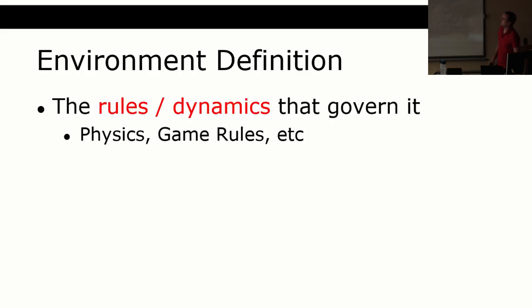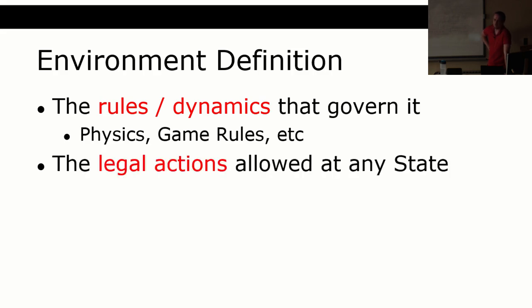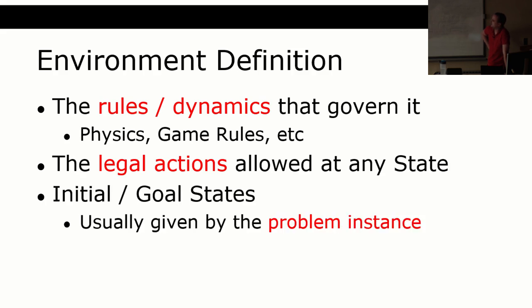All right, environment definition. How you define an environment matters. It gives you the rules and dynamics that govern the environment, the physics, the game rules, etc. The legal actions allowed at any state of the game, the initial states and the goal states, and that is usually given by the problem instance. So you can have an environment definition, right? Let's say I'm trying to pathfind, again, from here to the engineering building. That is, the environment might be the campus, my legal actions might be where I can walk, but another instance of the problem might be trying to get from the library to the UC, or from the math building to the arts building, right? So you can have one environment that has many different problem instances.